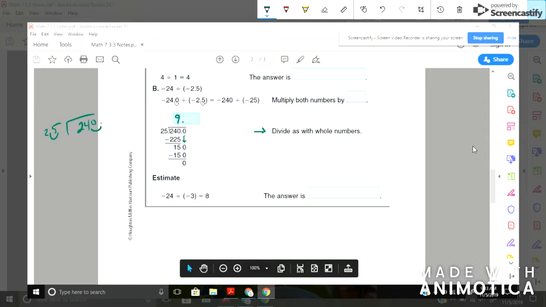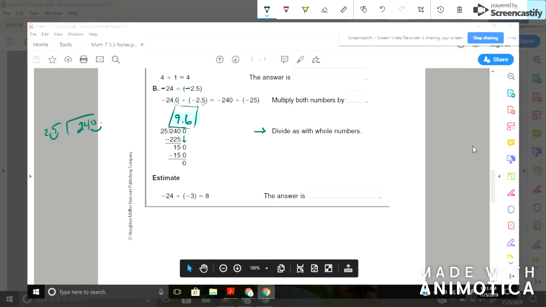And then 25 goes into 150. How many times? Well, 25 times 4 would be 100, and you need 2 more 25s to get to 150. So that would be a total of 6 times 25 would give me 150. So 9.6 would be my answer. And notice here I have the same sign, a negative divided by a negative. Same sign gives me a positive answer, so positive 9.6.